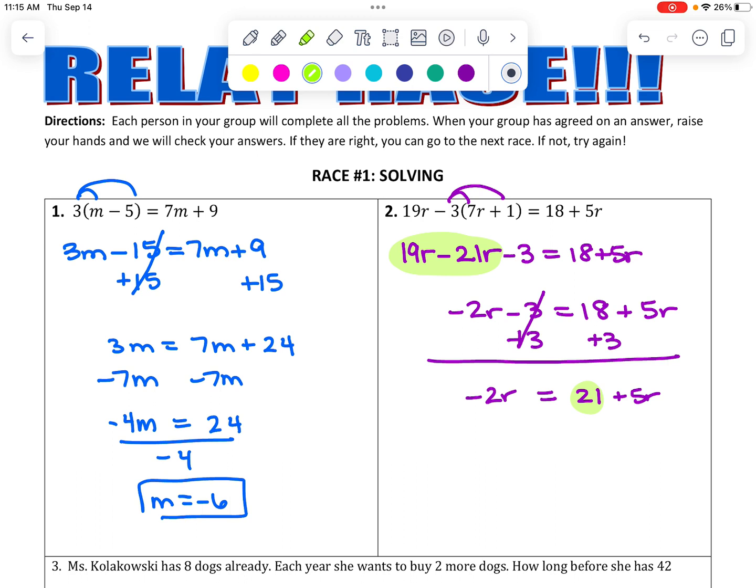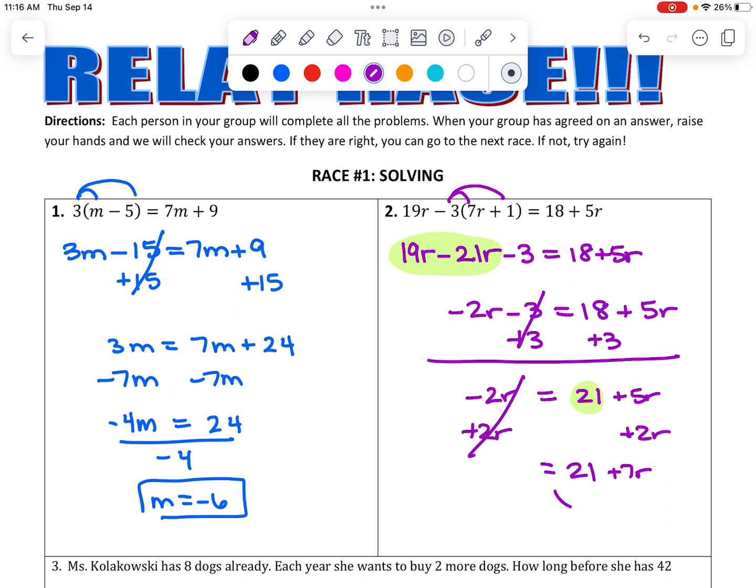Okay, it makes sense to put the 5r over here because the 21 is already kind of stuck here. There's no point in moving this one over to be with the r because this one doesn't have r's, and it doesn't make sense to do a +2r because watch what happens if I do that. If I do that, you get 21 plus 7r, and then like these cancel out. So what's left over there?